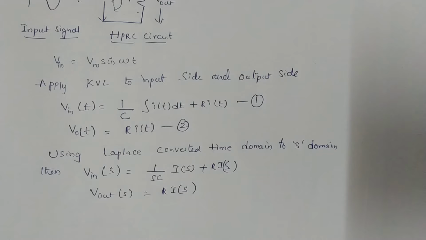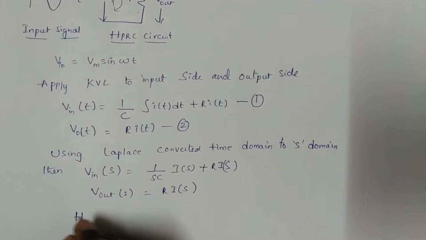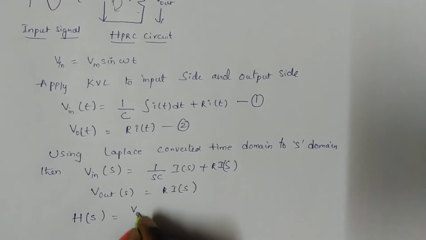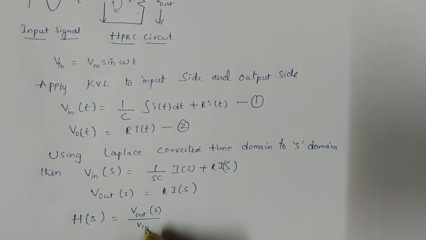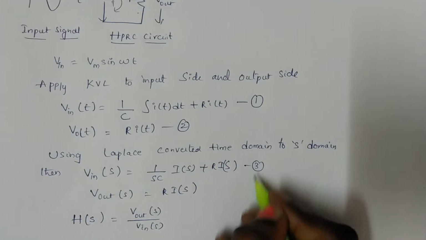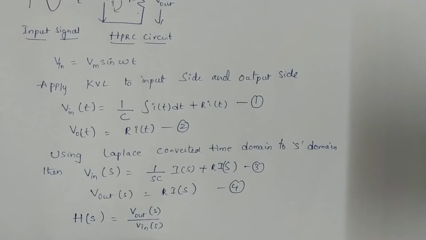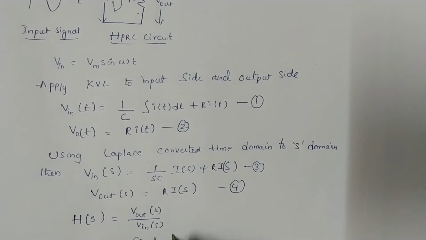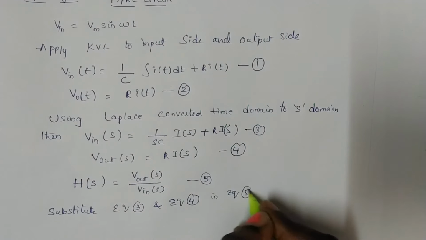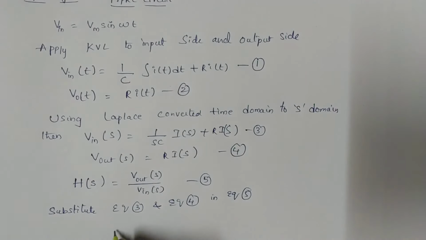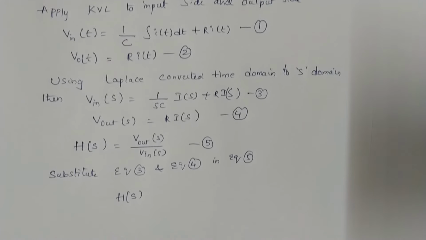So we know the gain, or the transfer function, for the system. H of S equal to V output by V input, so H of S, or the gain, equal to V out of S by V input of S. Now substitute equation 3 and equation 4 in equation 5, in this equation.